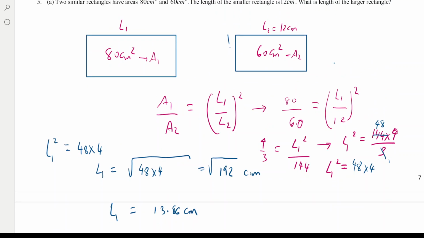Thank you, and that is the solution for question number 5, the question of the similarity theorem. We used the similarities concept. Thank you.